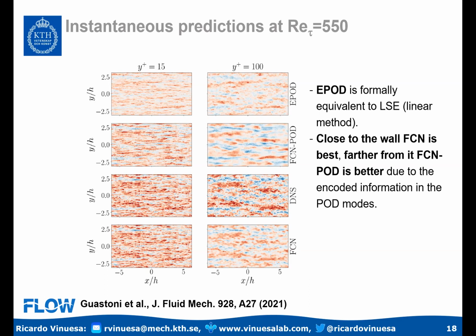And then it's more effective to just predict the temporal dynamics of those POD modes that encapsulate quite well the large scale dynamics in that region. So close to the wall, the FCN works better. Far away from the wall, then you want to combine it with POD, basically. So this was the instantaneous performance.